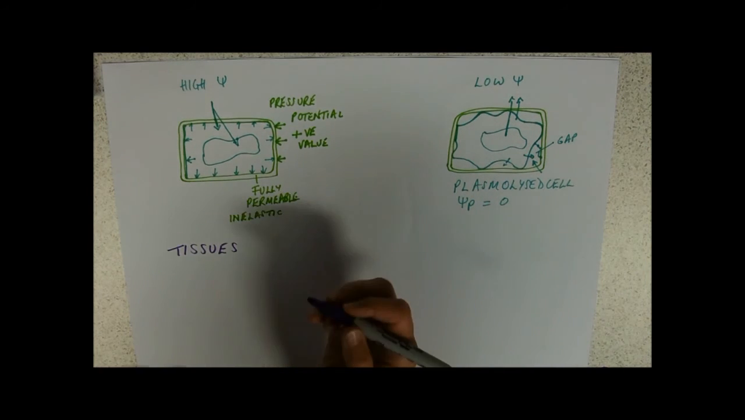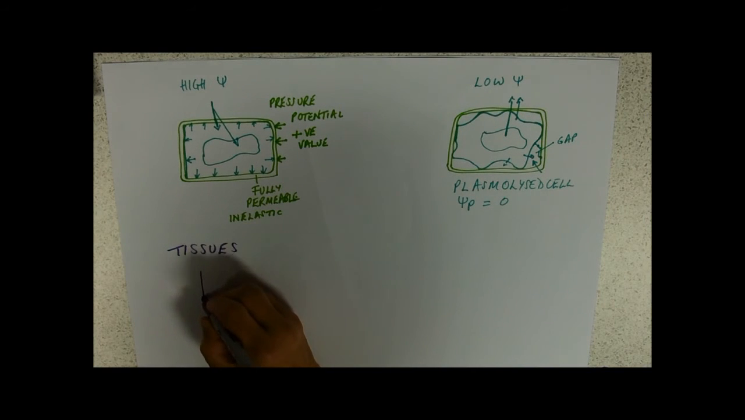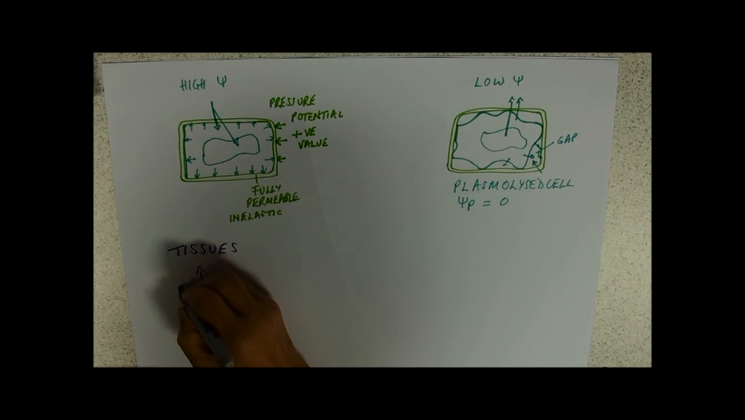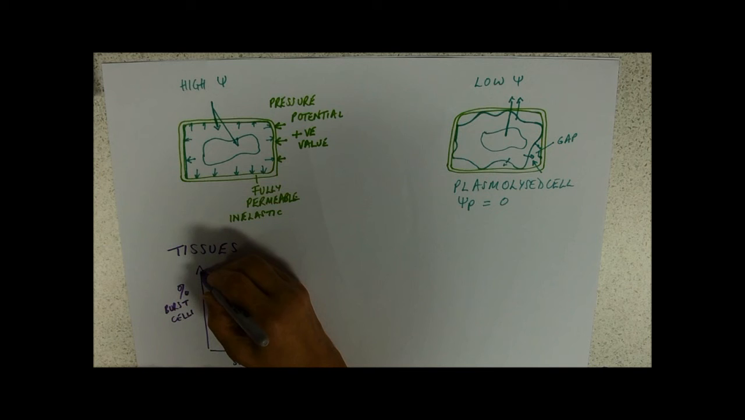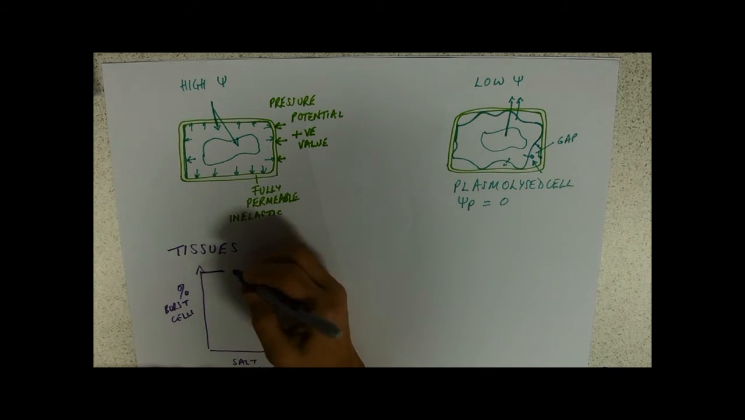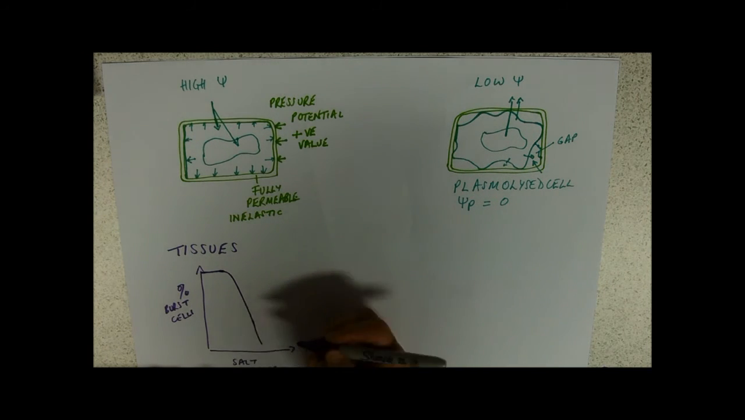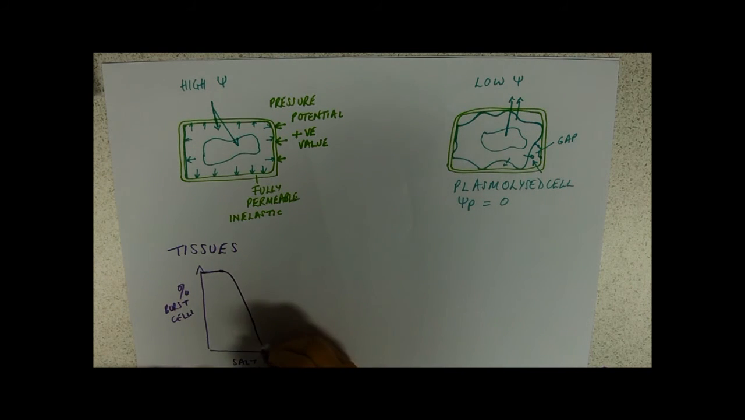So if we were looking at the red blood cell experiment, and we've got our salt concentration and the percentage of burst cells, at low concentrations all of them are going to burst, then we're going to get this steep bit in the middle where they start to burst. Some of them are bursting and some of them aren't, because they've all got their own water potential, so they all burst at slightly different points.